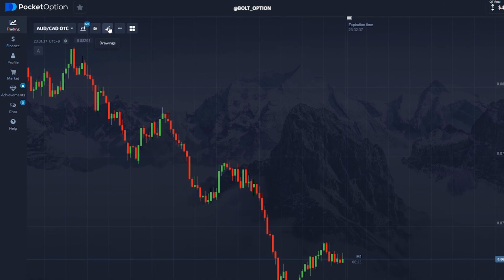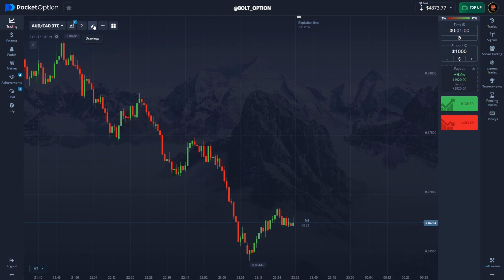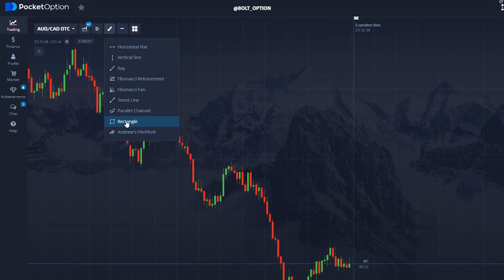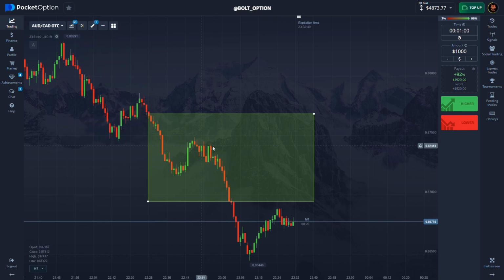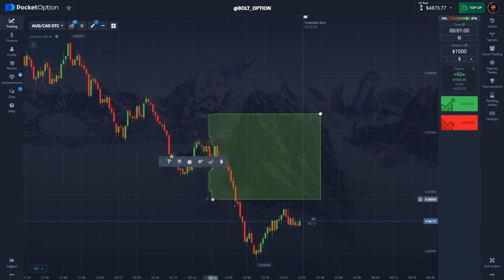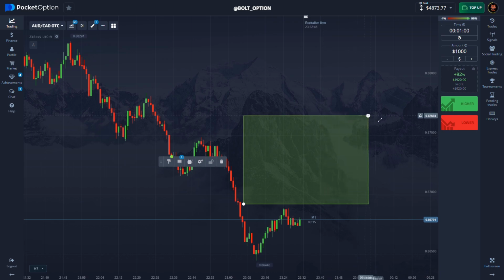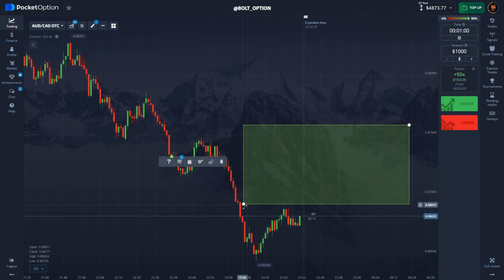Let's get started. Go to the Drawings menu, then select the Rectangle option. After choosing the rectangle, the object will appear on your trading screen. We will use this tool to identify gaps created in the past by candles.